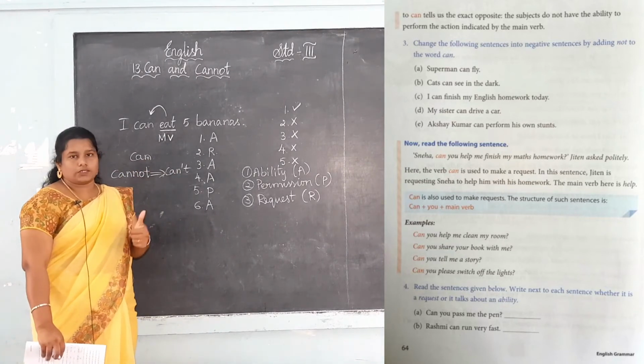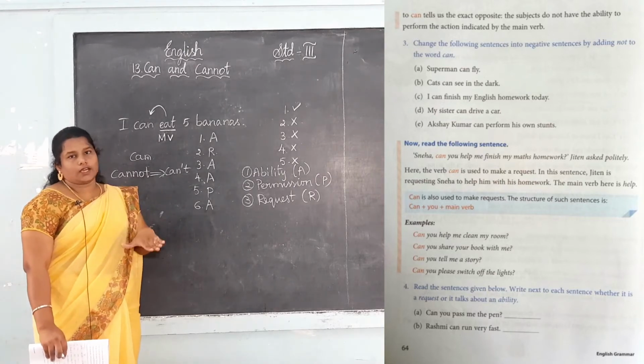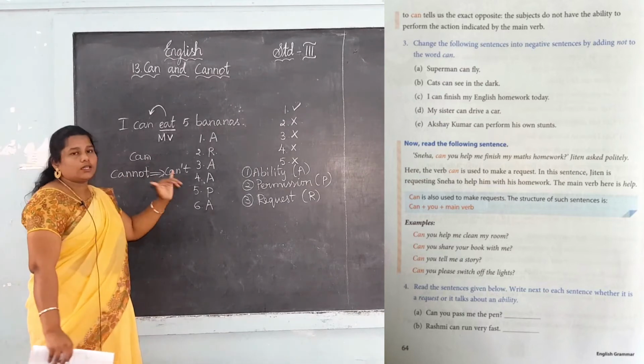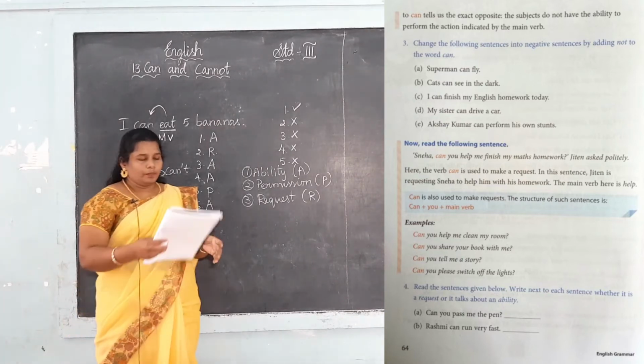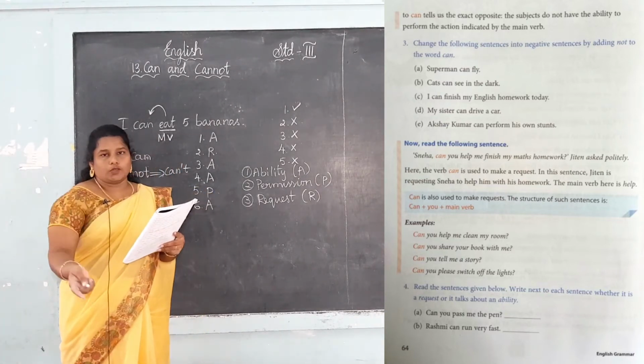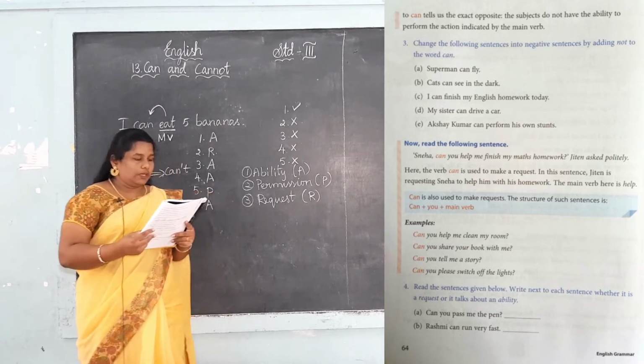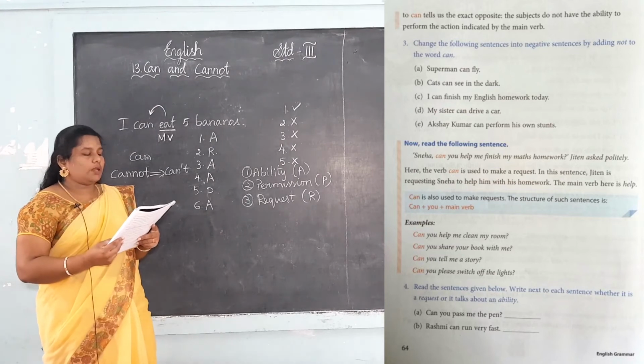முடியும் அப்படினா அது positive, முடியாது அப்படினா அது negative. So see here, can is positive, and cannot, can't is negative. So it is the opposite. The subjects do not have the ability to perform the action indicated by the main verb.